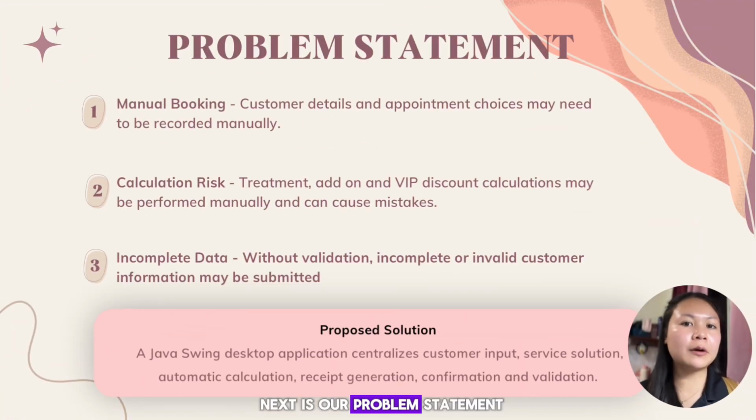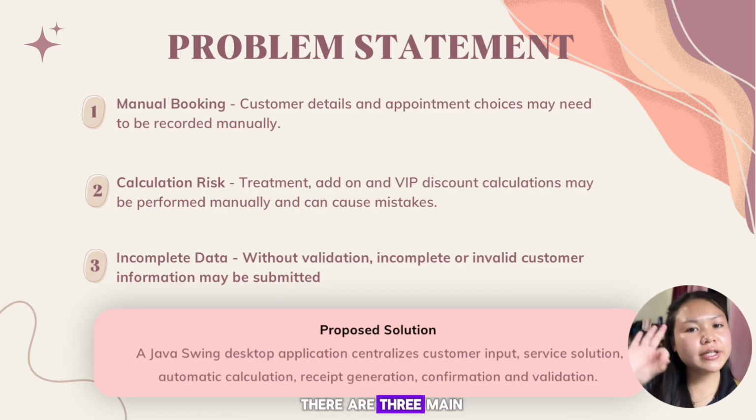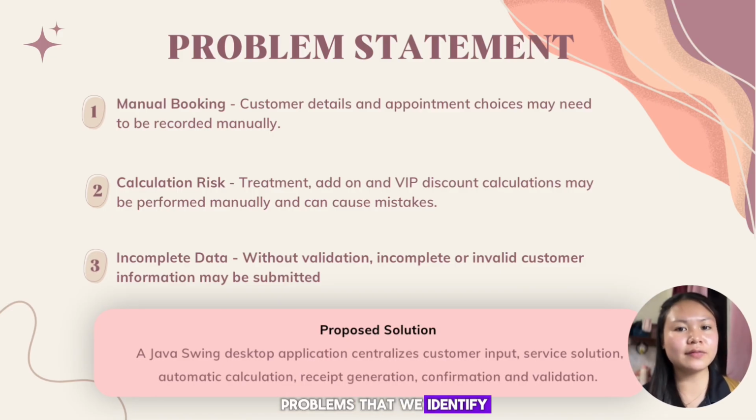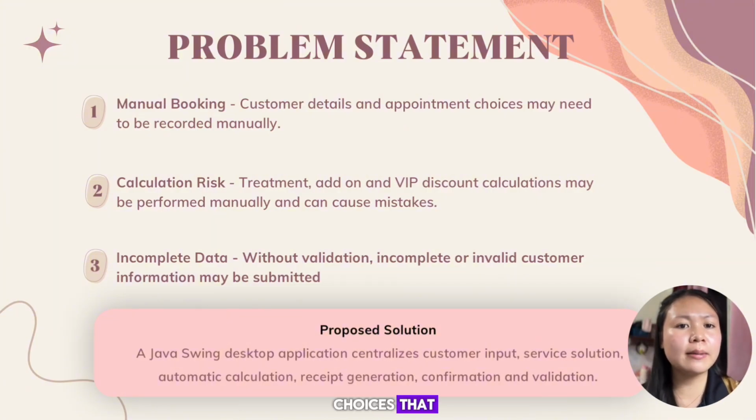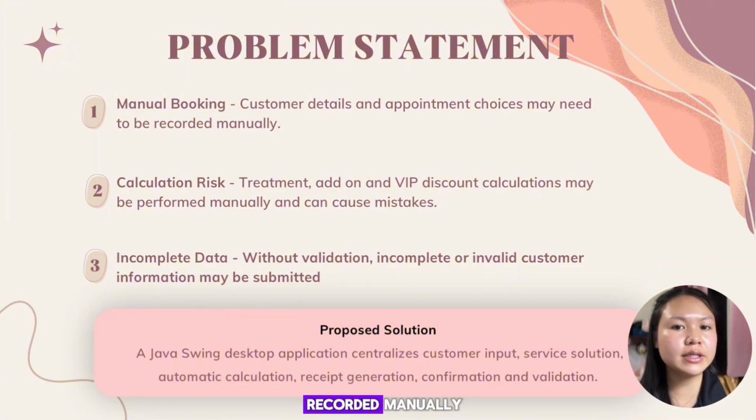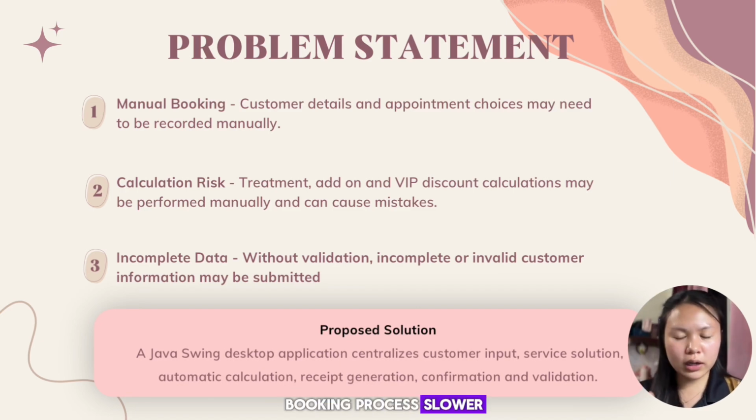Next is our problem statement. There are three main problems that we identified. The first problem is manual booking. Customer details and appointment choices may need to be recorded manually. This can make the booking process slower and more difficult to organize.